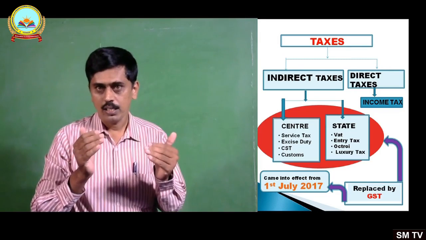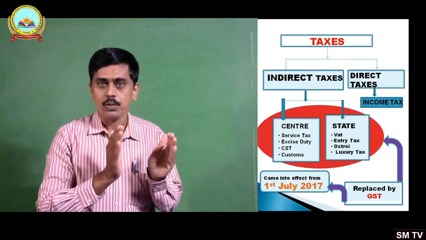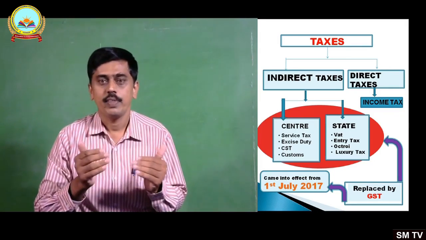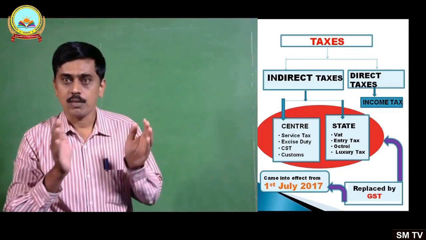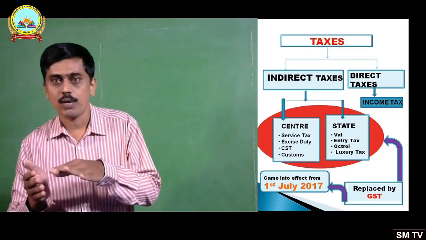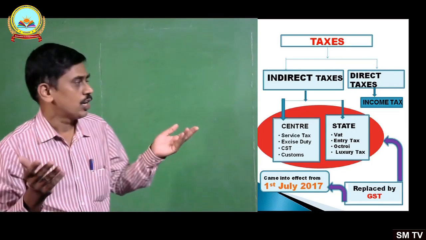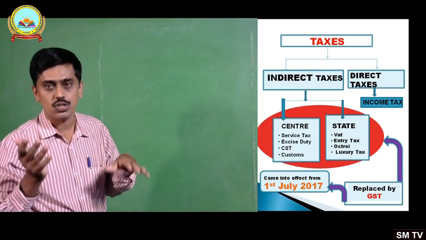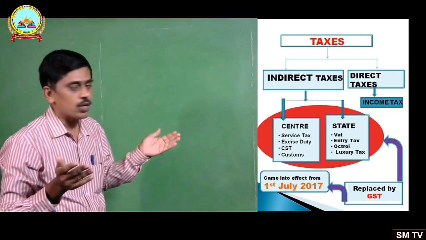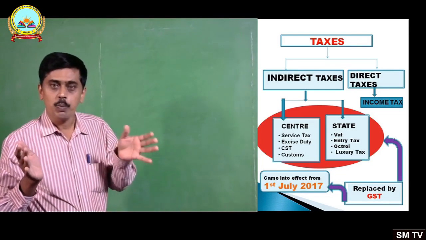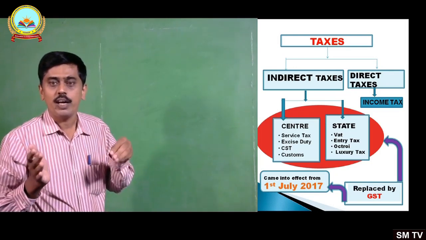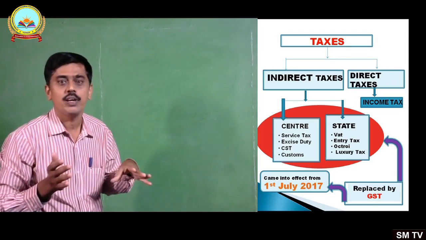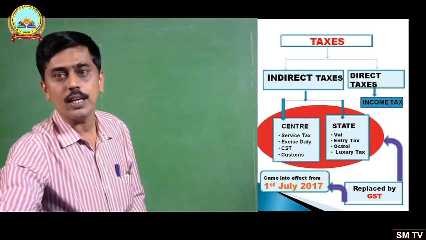So earlier taxes were classified into two types: indirect taxes and direct taxes. In indirect tax there were different types of taxes. Some were levied by the center and some by the state. As you see, service tax, excise duty, CST and customs were levied by the center, and the state levied VAT, entry tax, octroi, luxury tax, etc. But all these taxes were replaced by a single tax. One country, one tax. All the taxes were replaced by a single tax, that is GST.